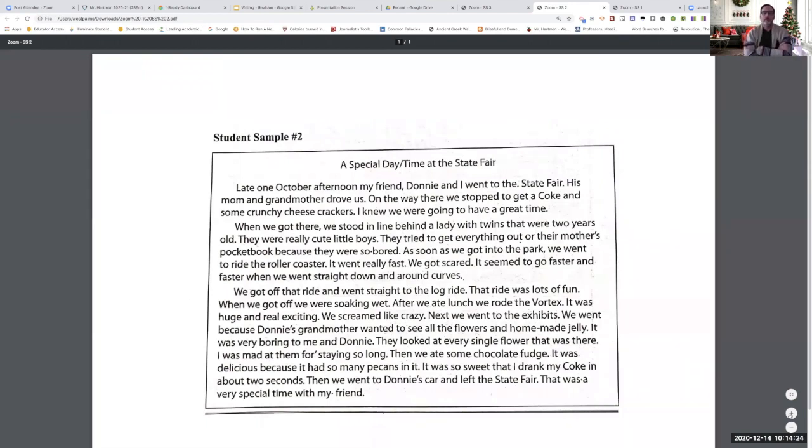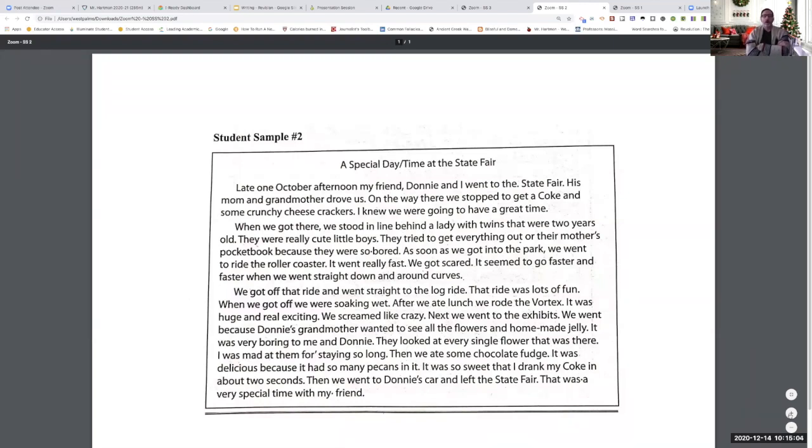A special day time at the state fair. Late one October afternoon, my friend Donnie and I went to the state fair. His mom and grandmother drove us. On the way there, we stopped to get a Coke and some crunchy cheese crackers. I knew we were going to have a great time. When we got there, we stood in line behind a lady with twins that were 2 years old. They were really cute little boys. They tried to get everything out of their mom's pocketbook because they were so bored. As soon as we got into the park, we went to ride the roller coaster. It went really fast. We got scared. It seemed to go faster and faster when we went straight down and around curves.